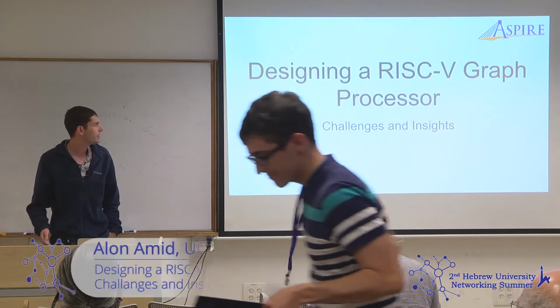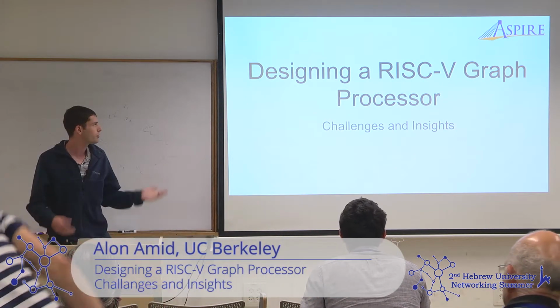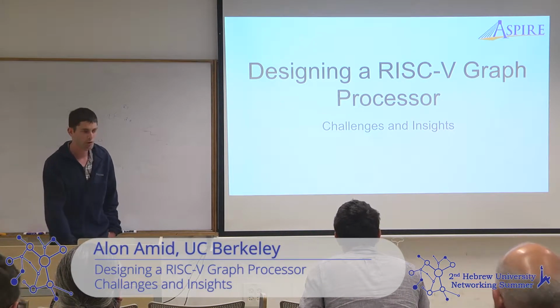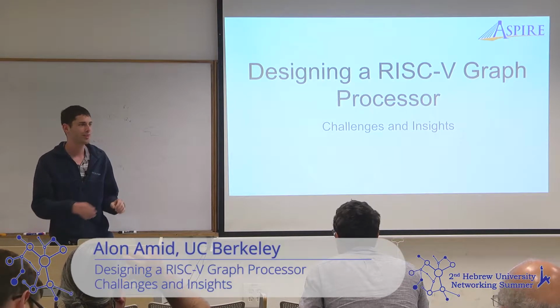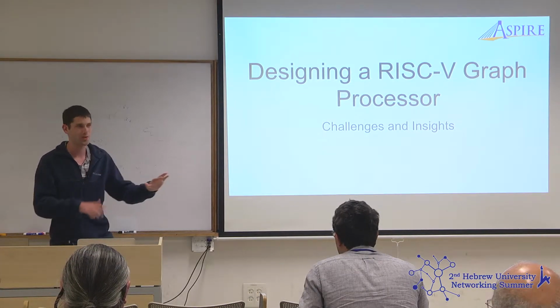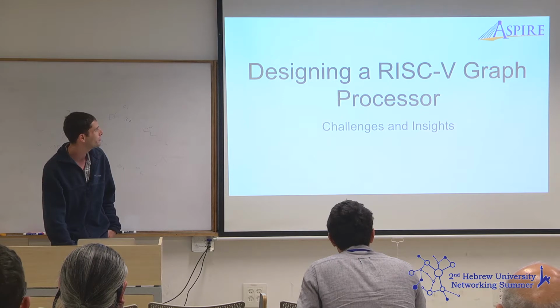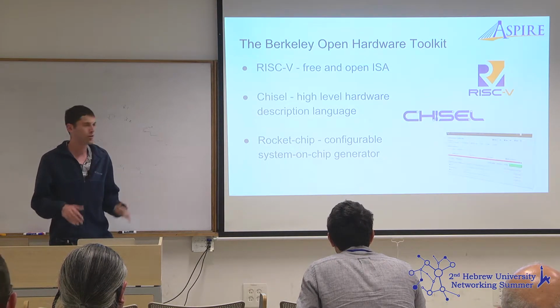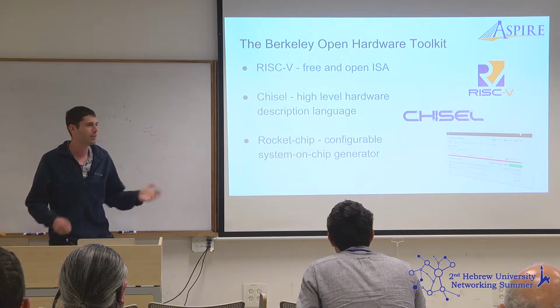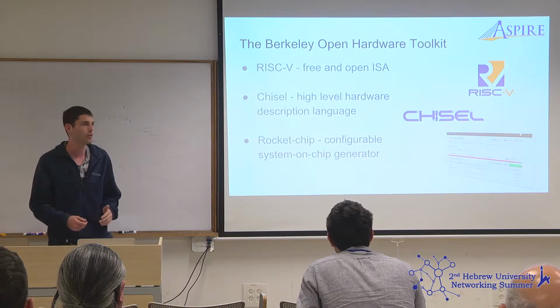My name is Alon, and I'm going to talk a little bit about our attempts to design a RISC-V based graph processor, which means a processor that processes graphs better, not a graphics processor, which sometimes people get confused. So for the less hardware-inclined people, a little bit about the Berkeley approach to open hardware.